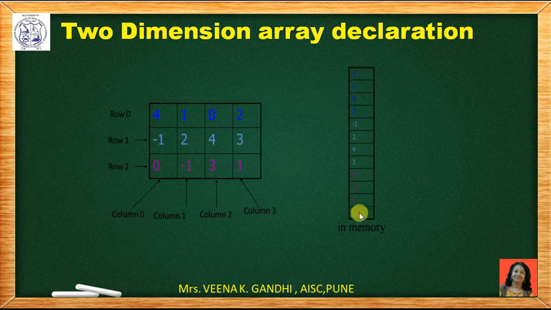You can see here in memory. See, memory is linear or sequential. In memory we cannot store data in tabular format. It is stored in a sequential format, row by row, or you can store it column by column. So you can see here data is stored in memory sequentially, in a linear format, row by row.